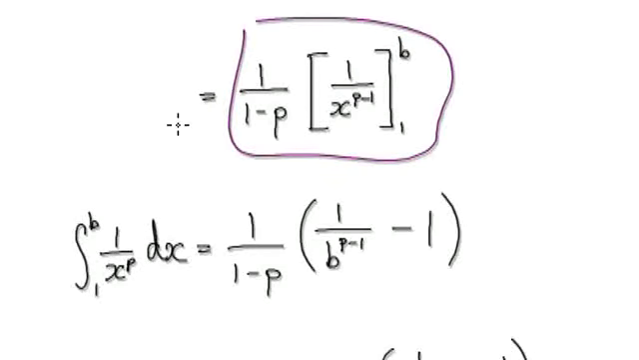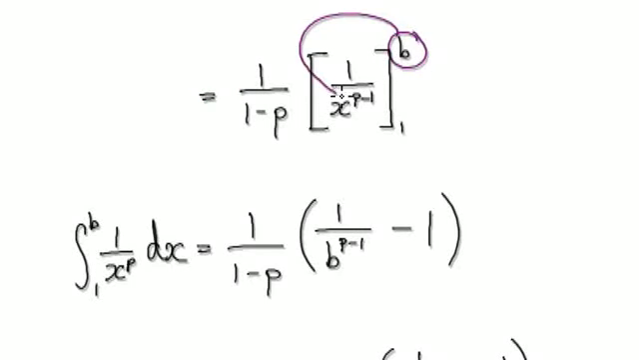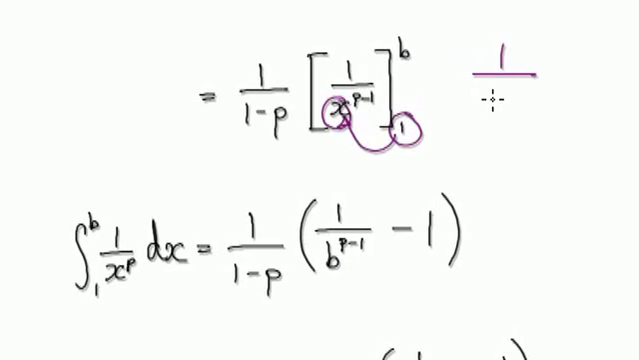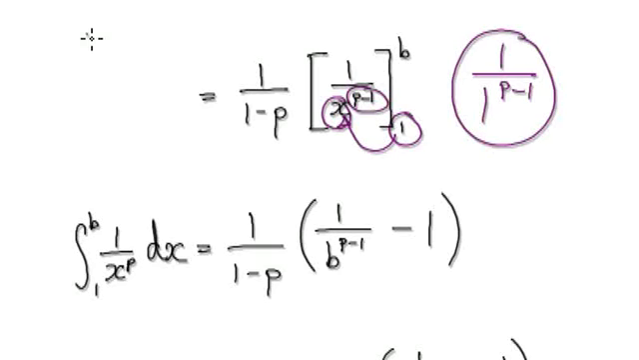So following on from the previous video, we got to this stage here. So now you would put the b into here. So that would give you b to the power of whatever, and then you would put a 1 into here. So that would then be 1 over 1 to the power of b to the power of p minus 1. And then remember, we are looking at a case where p is greater than 1.